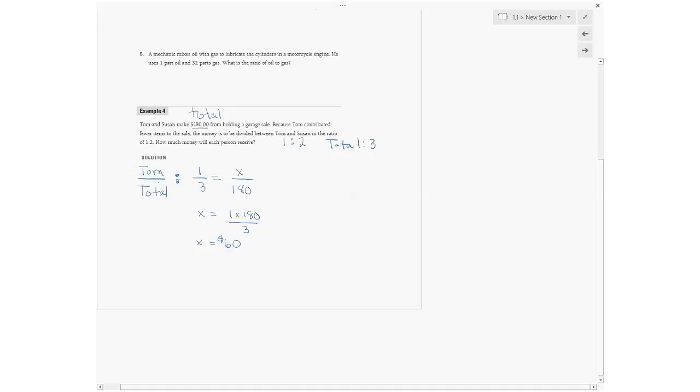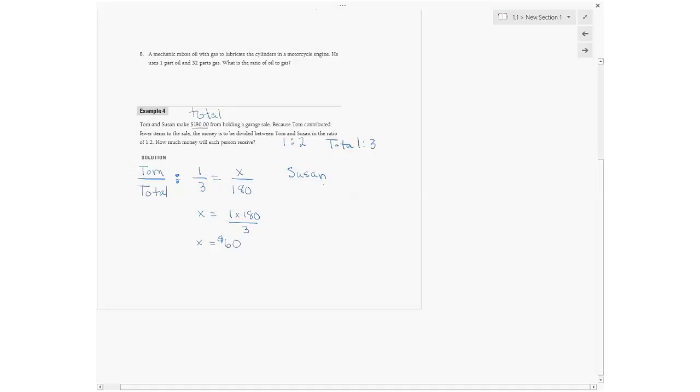Notice here too, we've got Tom to the total. This is Tom, this is Tom, this is total, this is total. Make sure that you're keeping the same thing on the same side of the fraction bar. Okay. Now we want to know how much Susan gets. Well, Susan sold $2 for every $3, or we could say Susan sold $2 for every $1.